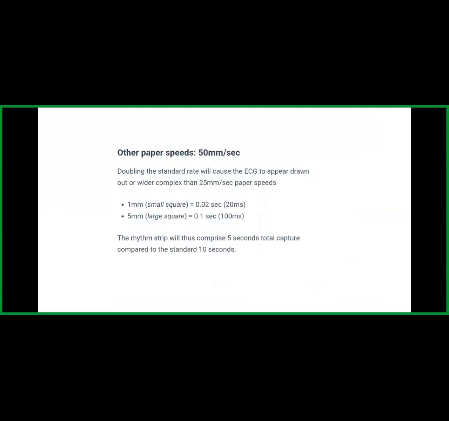Once you have located the morphology of the rhythm, an important consideration which you should always keep in mind is the paper speed. The usual paper speed set on the monitor is 25 millimeter per second. If you are going to double the paper speed, then the time in which the squares are covered will also be changing.